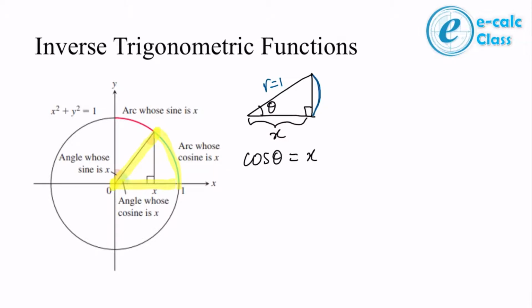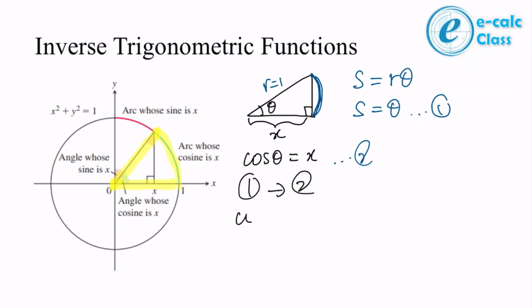So by your trigonometry, you know that cos theta is equal to x. Now like I said, we are talking about the arc. If you remember your arc length formula, s equals r theta, and in this case your r equals 1, so s equals theta. Equation 1, equation 2. Because we want to find the relationship between this s and the trigonometric functions of that theta, we'll substitute equation 1 into equation 2. So cos s equals x.